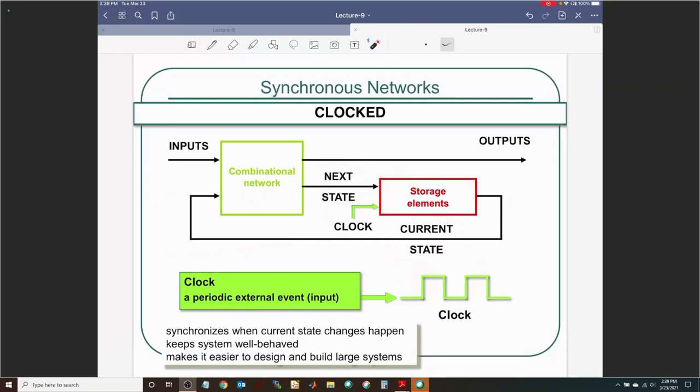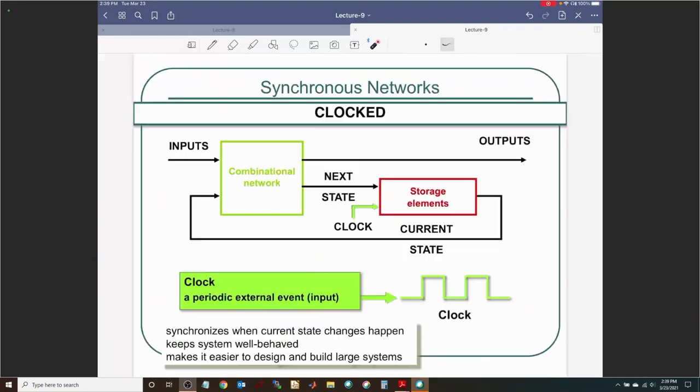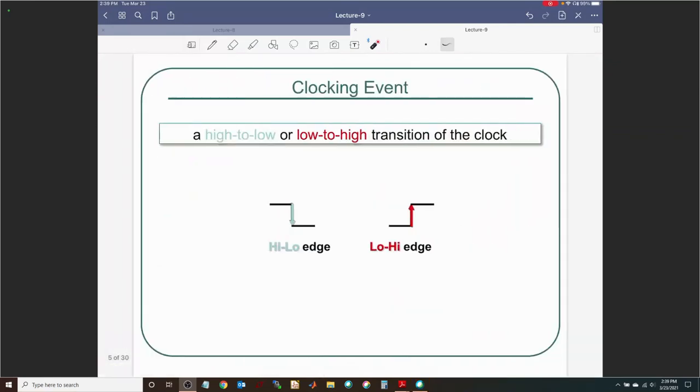Now, we know that for latches, the output could have changed anywhere over here. Now, we are saying it can only change as soon as you see the clock going from either low to high or high to low, right? So I hope you see that there is now a tighter timing window for that change in the output to be possible. All right, so let's talk more about clock.